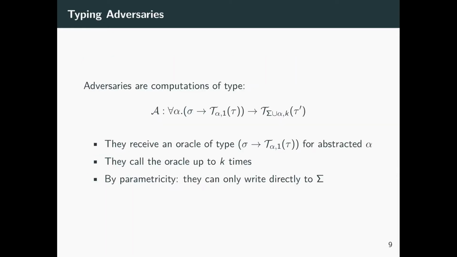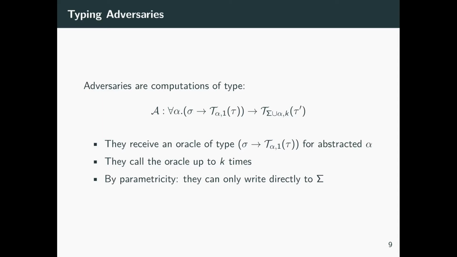The point behind this quantification is best justified by showing how adversaries are typed. So for us, an adversary is going to be a computation whose type is given by the pattern shown here. Their input is an oracle whose memory footprint is some abstract alpha and whose cost is 1. The memory footprint of the adversary is sigma union alpha and its cost is k, and then the whole type is quantified by alpha. This here contains all the information that we need to constrain the adversary.